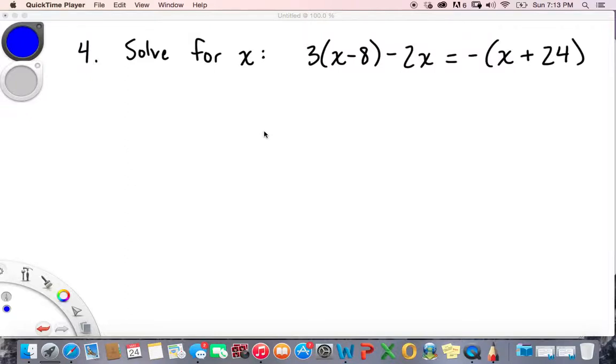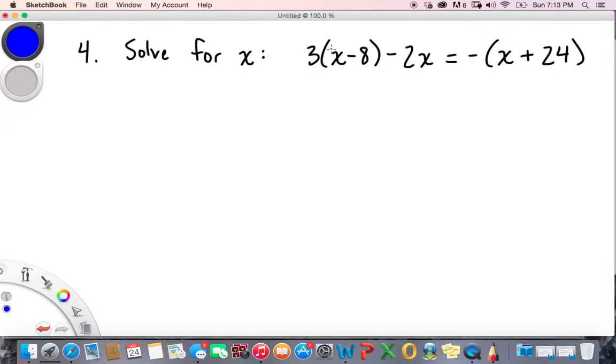This is problem number 4 from the Unit 1 study guide dealing with solving equations and inequalities. Once again, we are solving for a variable. This variable is x. And if we look at the equation, we have 3 times (x minus 8), minus 2x, equals negative (x plus 24). We're going to try and get this equation solved for the letter x, and see what its value equals.